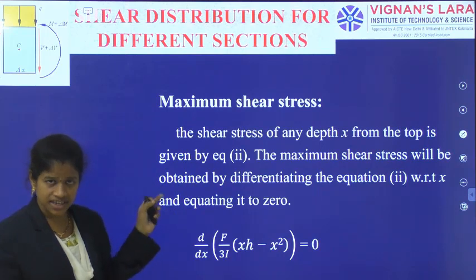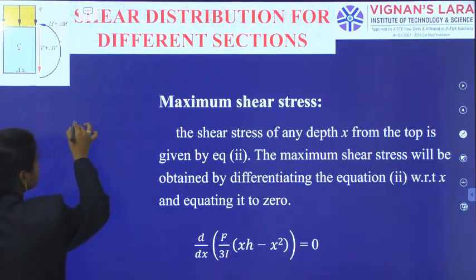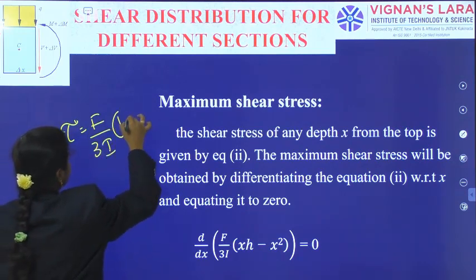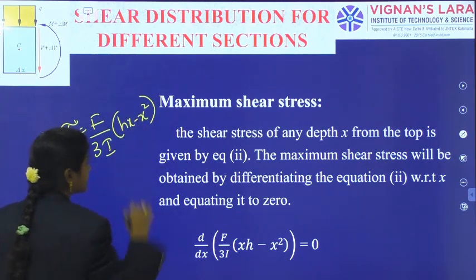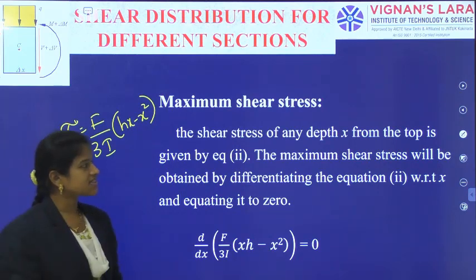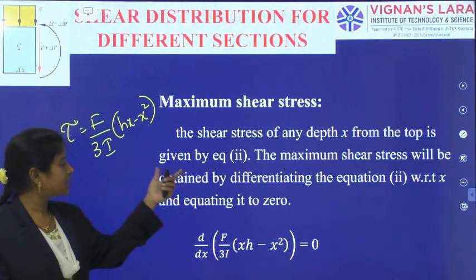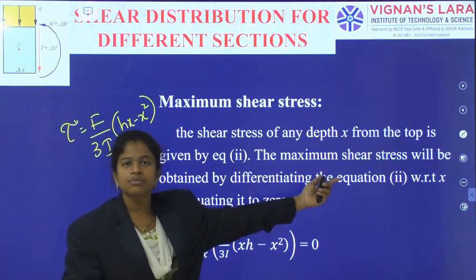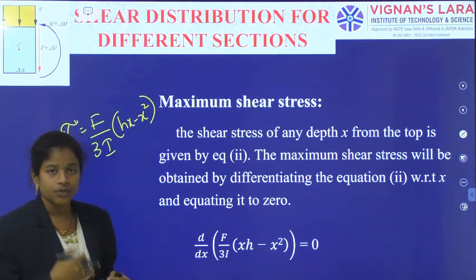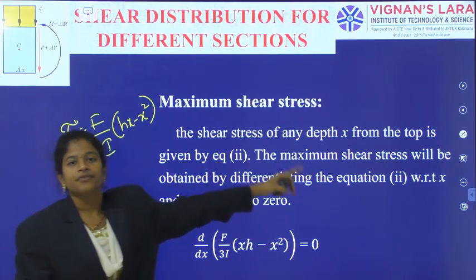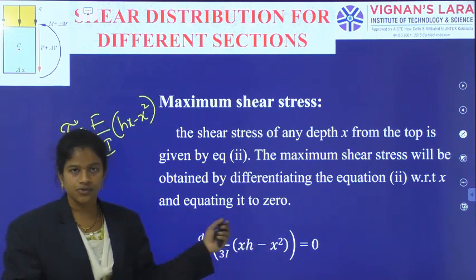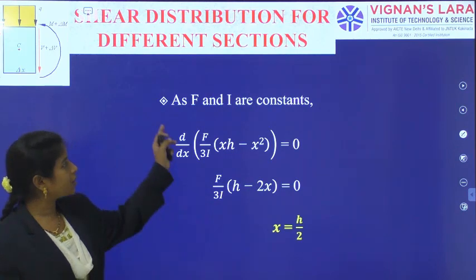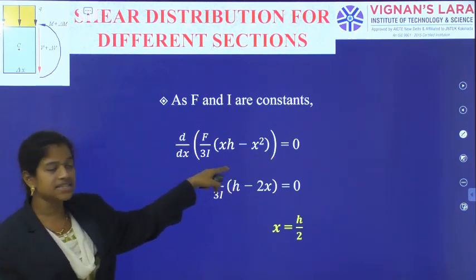Okay, now the shear stress at any depth x from the top is given by equation 1. Yes, that equation 1 only we have got. Tau is equal to f by 3i (hx minus x square). So the shear stress at any depth x from the top is f by 3i (hx minus x square). Now the maximum shear stress, how will we get? We will get it by differentiating the equation with respect to x and making it equal to 0. So d by dx of the function is equal to 0. As I already know, f and I are constants and keep the same as they are.